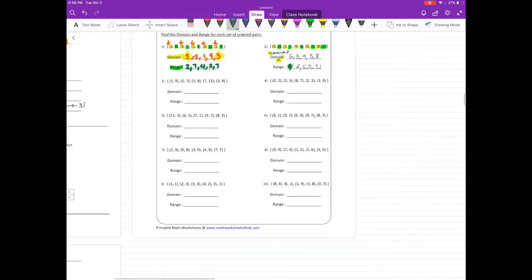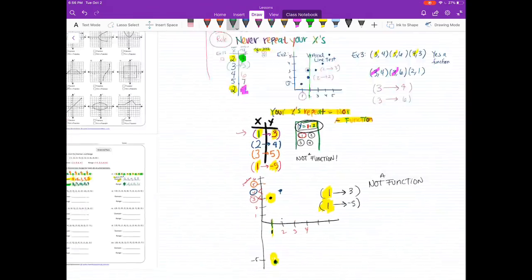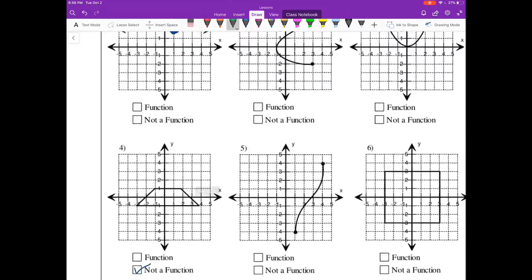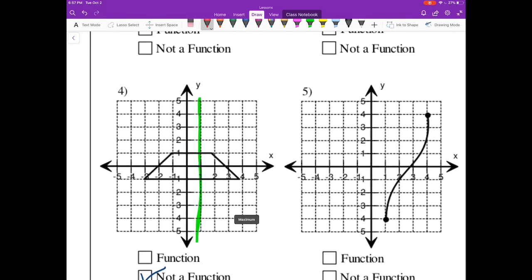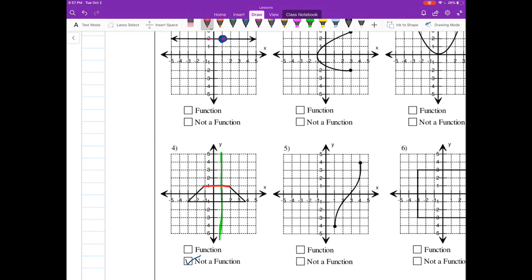Oh, the last thing. Graph. How can you tell a function from a graph? It's called the vertical line test. If you draw a line, keep it simple. Here's your graph. How many times does your line touch? 2. That means that this one mapped to this one, and this one mapped to that one. So it's not a function.